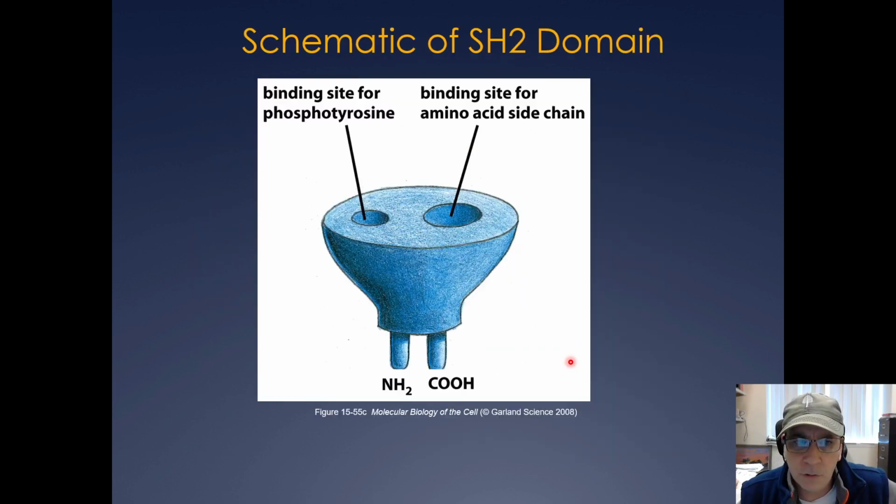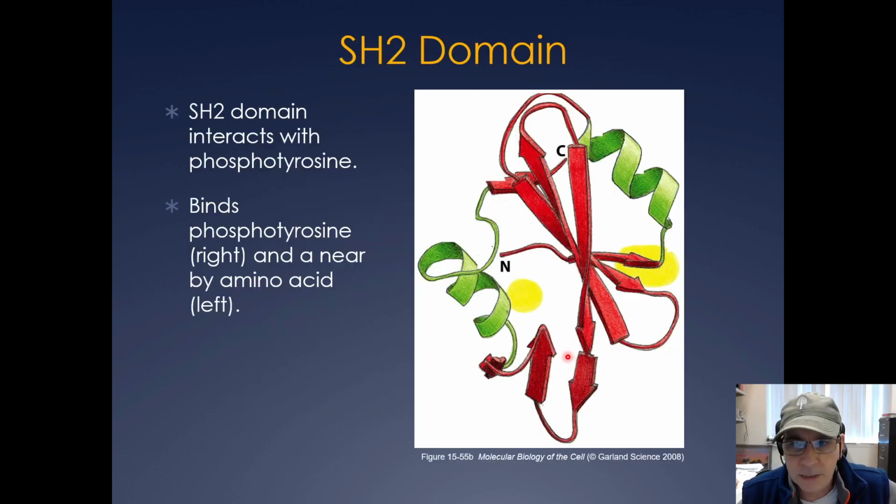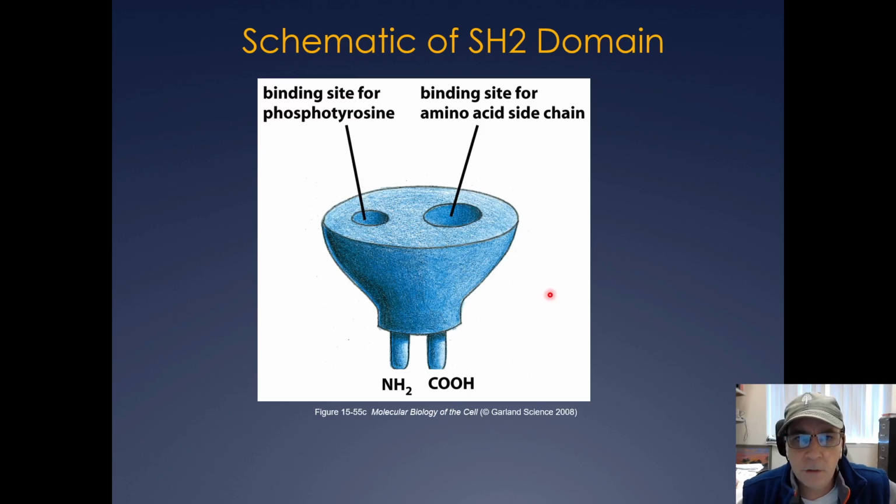And so to give you a better example of that versus this ribbon diagram of the SH2 domain, you can almost look at it like this, where you have a site for the phosphotyrosine where that's going to bind, and that's going to be pretty universal in all SH2 domains. But then you're going to have a specific site for a specific amino acid which will be adjacent to it on the phosphotyrosine.